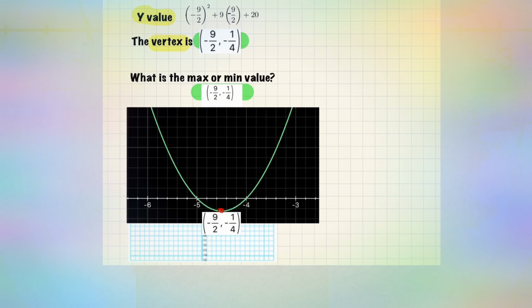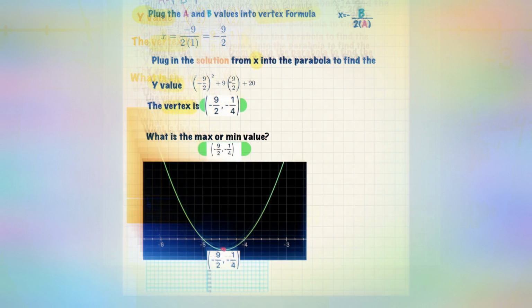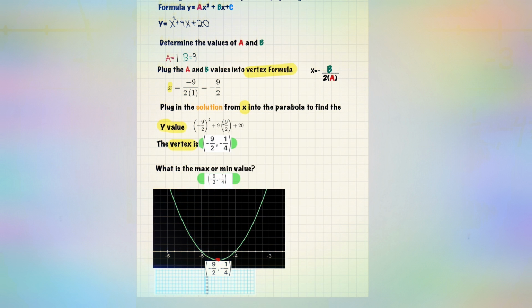Also, if you were asked what is the minimum there, well, the minimum point would be right there, negative 9/2, negative 1/4, because that's where the vertex is at. It's also where the minimum is at, and the axis of symmetry. And by the way, the max, min, axis of symmetry, those are going to be topics we're going to cover more.